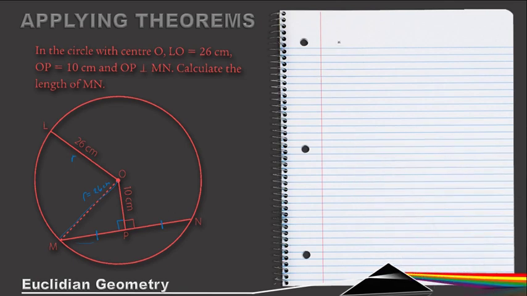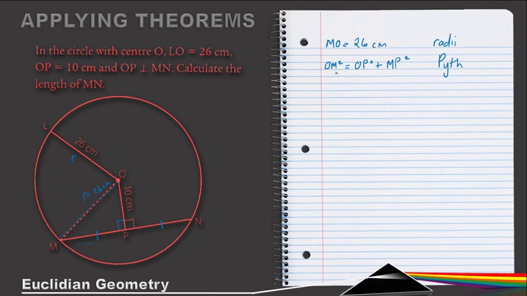The first thing we're going to say is that MO is equal to 26 centimeters, and our reason is radii. Then we want MP. So to find MP, we want to say that OM squared is equal to OP squared plus MP squared. And the reason is Pythagoras. And then finally we can substitute our values and solve for the unknown.